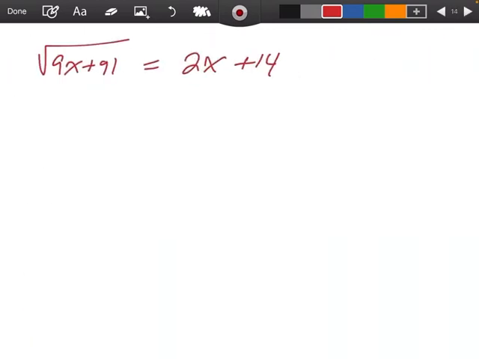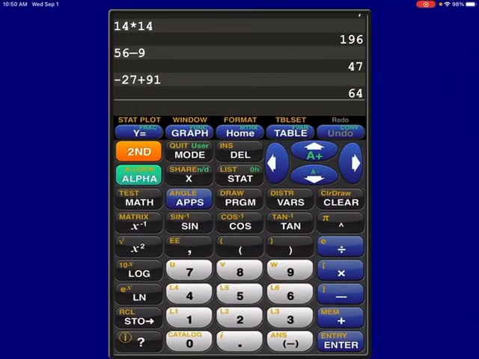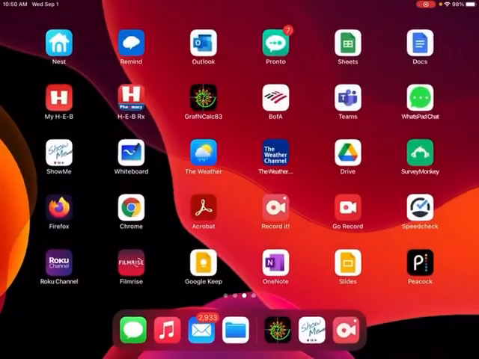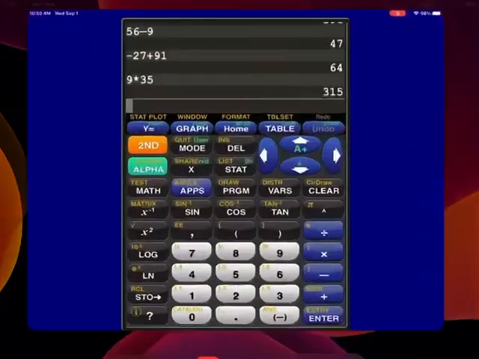Okay. So let's see. 9 times negative 35 over 4 plus 91. Okay. So let's see. 9 times negative 35. Oh, I don't know what that is. Let me get my calculator. 9 times 35. Negative 315. So negative 315 over 4. And I think of this 91 as 91 over 1. I need to get a common denominator, so I'm going to multiply both of them by 4. So let's see. What is 91 times 4?